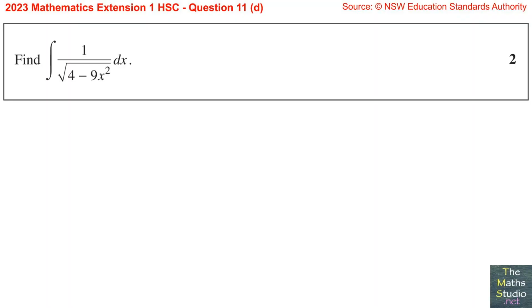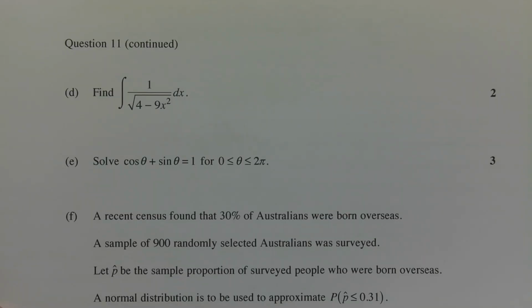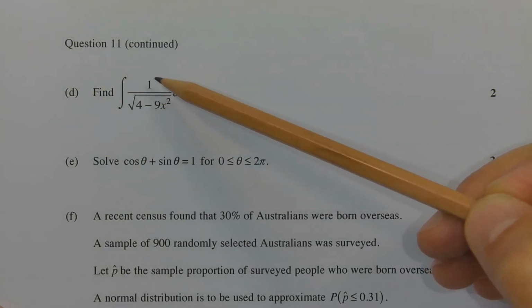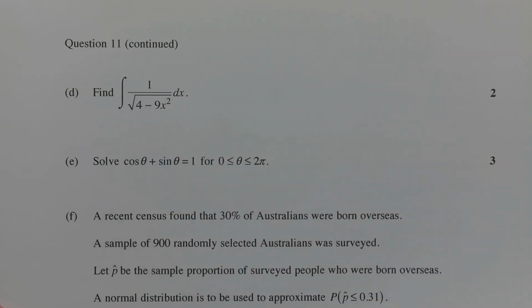Question 11, Part D. Find the integral of 1 over the square root of 4 minus 9x squared dx. By inspection, an integral of an expression of this type, that is 1 over the square root of 4 minus 9x squared, will result in an arcsin function or an inverse sine function.